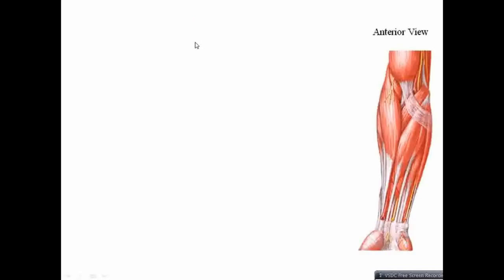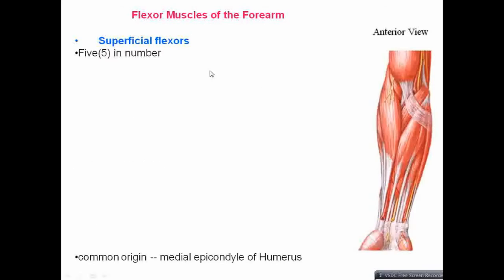The muscles of the flexor compartment of the forearm. Now moving to the forearm region. The flexor muscles of the forearm. First let's see the flexor muscles. Superficial flexors are there and there are deep flexors. The superficial flexors are 5 in number.